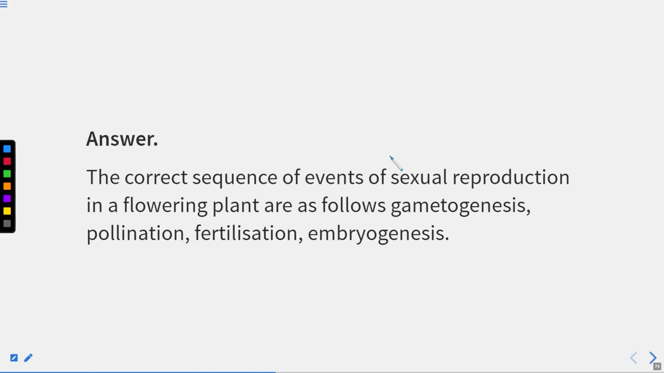So the correct sequence of events of sexual reproduction in the flowering plant is as follows. First will be gametogenesis, second will be pollination, then fertilization, and then embryogenesis. After the formation of zygote, I've already told you, two gametes fuse together to form a zygote, which is diploid. This is the diploid zygote. Then this zygote will divide further. There will be cell division as well as cell differentiation, and then it will form an embryo.